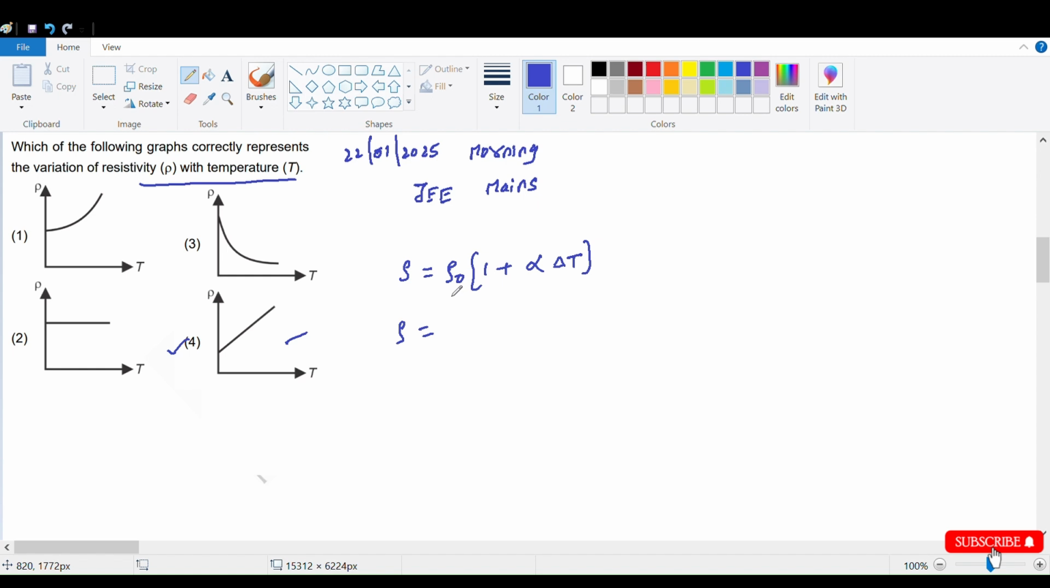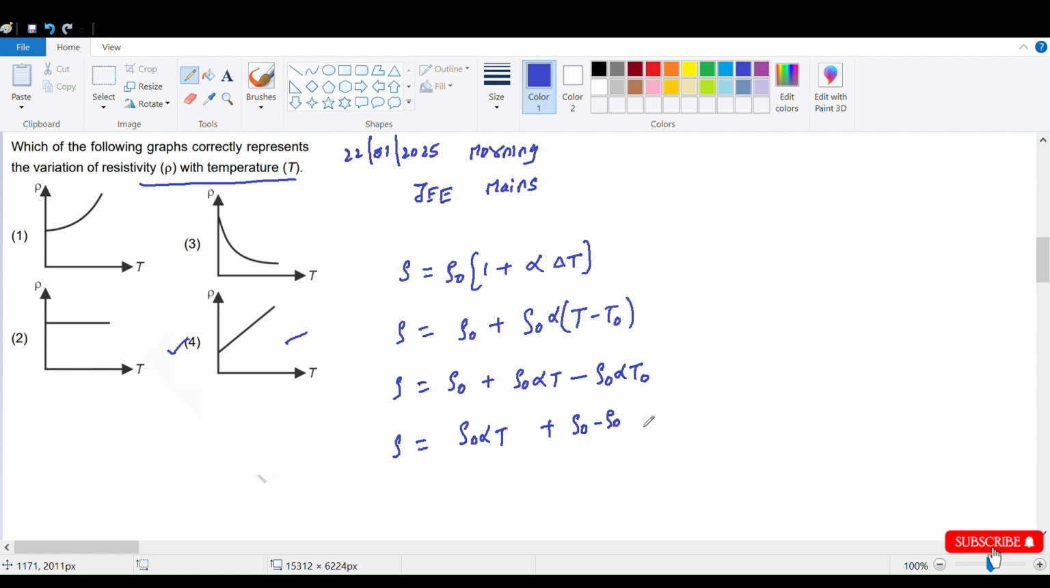Solve it. Rho is equal to rho naught plus rho naught alpha delta T, where delta T means T minus T naught. Again you solve: rho is equal to rho naught plus rho naught alpha times T minus rho naught alpha T naught. Somehow you got rho is equal to rho naught alpha T plus rho naught minus rho naught alpha T naught. It is in the form of y is equal to mx plus c. So straight line.